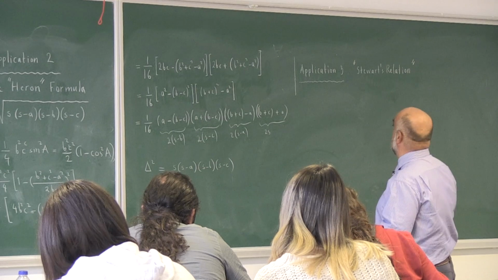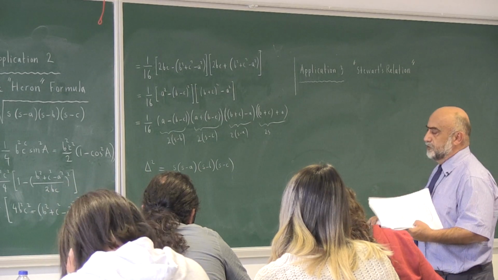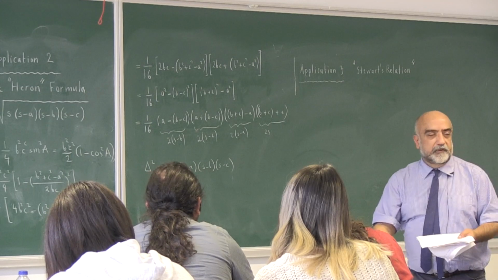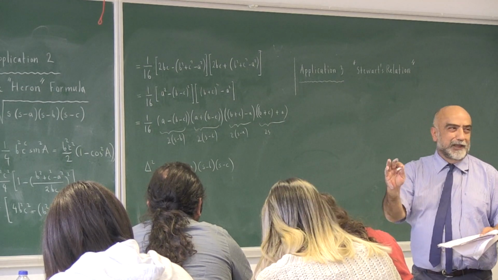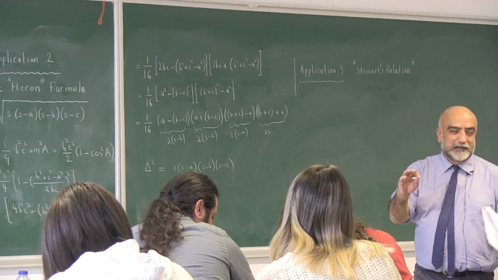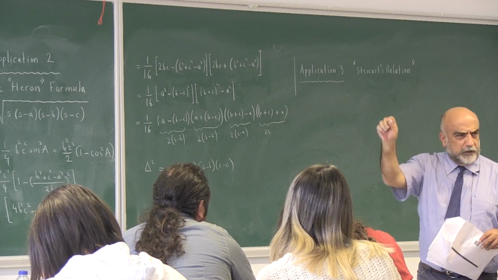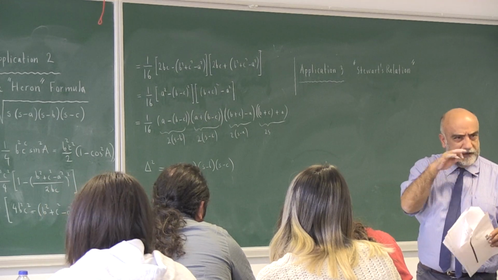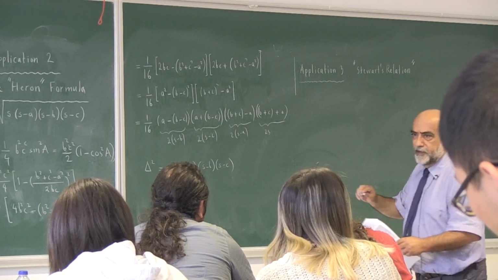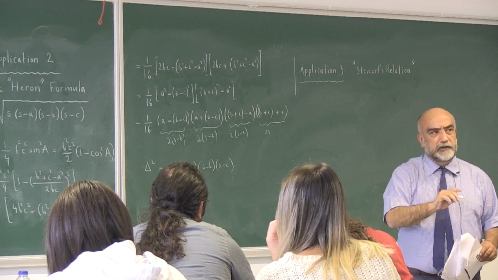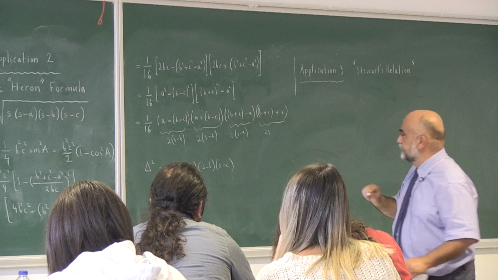Allow me to proceed to derive the thing first, and then I shall state it. So it's not like conventional mathematics where I state the theorem and then give the proof. No, let me derive the thing, and then at the end I shall put it inside a box, so you will understand that's Stewart's relation.